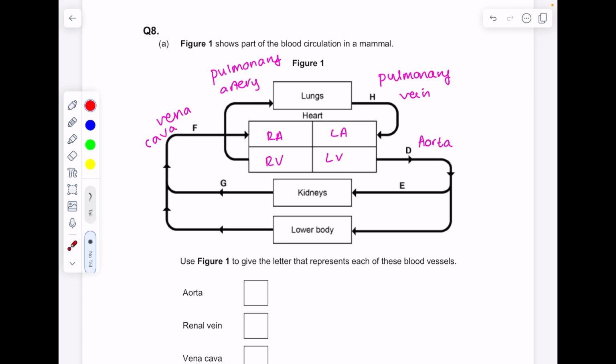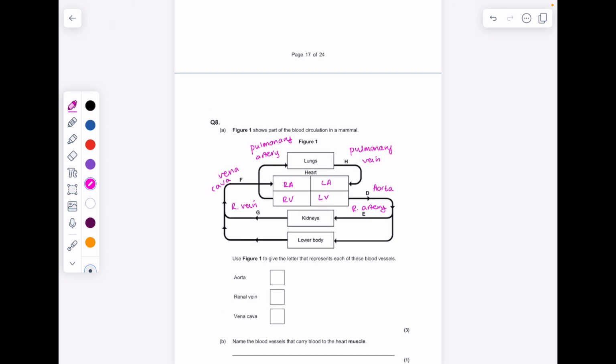Anything to do with the kidneys is renal. This is coming off the aorta, so it's the renal artery. Taking deoxygenated blood away from the kidneys is the renal vein. That makes this bit of the question nice and straightforward then. What is the aorta? I've already labelled it as D. The renal vein I can see as G. The vena cava is F.